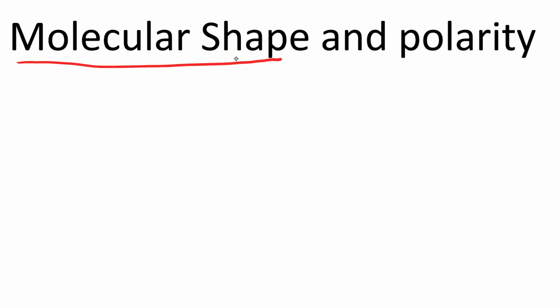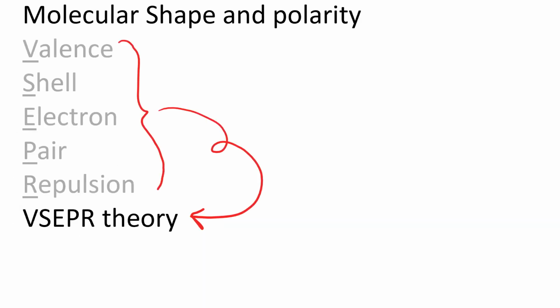Molecular shape and molecular polarity. We understand this in the context of valence shell electron pair repulsion theory, VSEPR theory for short, but we say VSEPR theory, not VSEPR theory.